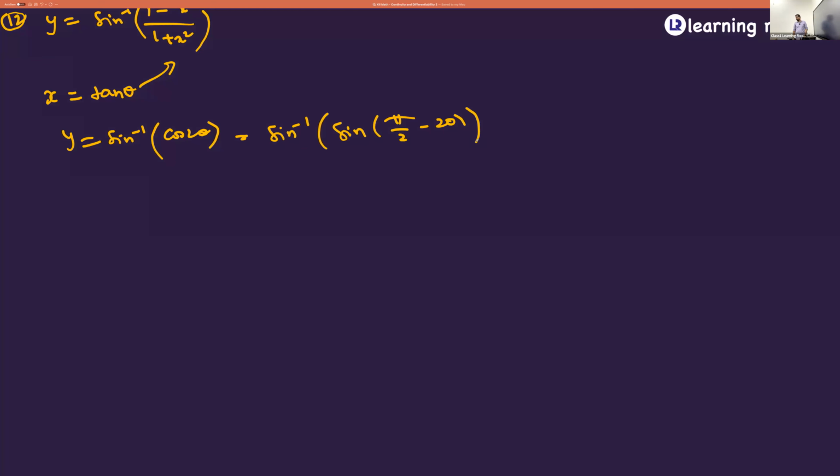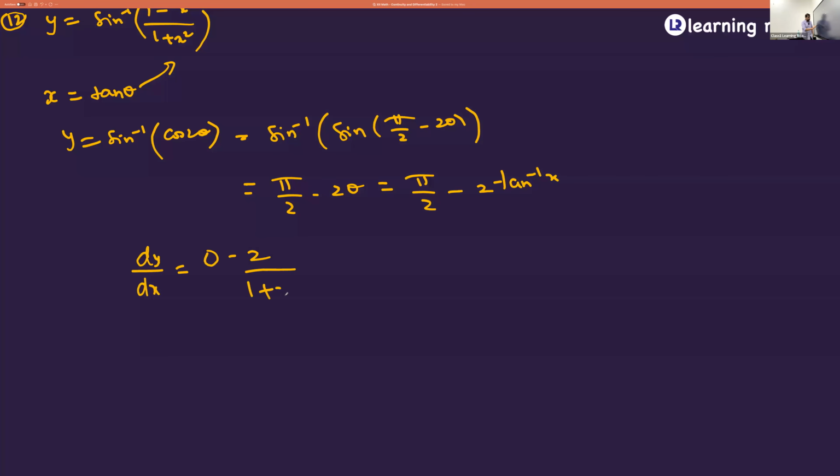Can I do that? So sine inverse of sine of pi by 2 minus 2 theta will be pi by 2 minus 2 theta, pi by 2 minus 2 into, what is the value of theta? Tan inverse of x. So this is the value of y. Then what is the value of dy by dx? Derivative of pi by 2 is 0, minus 2 into derivative of tan inverse x. It is 2 divided by 1 plus x square. That's the answer.